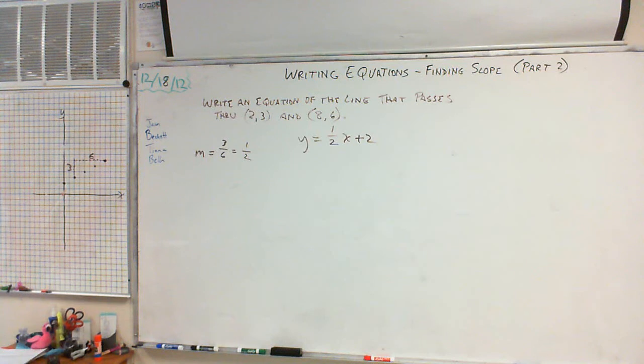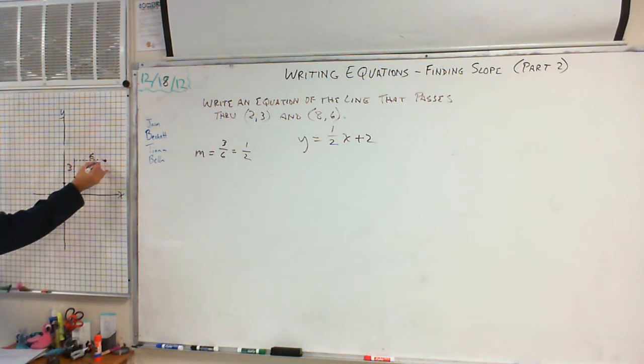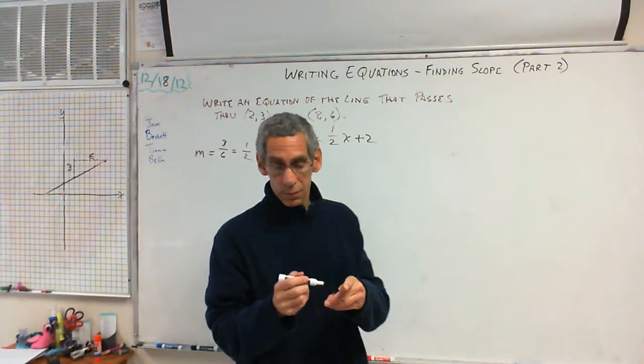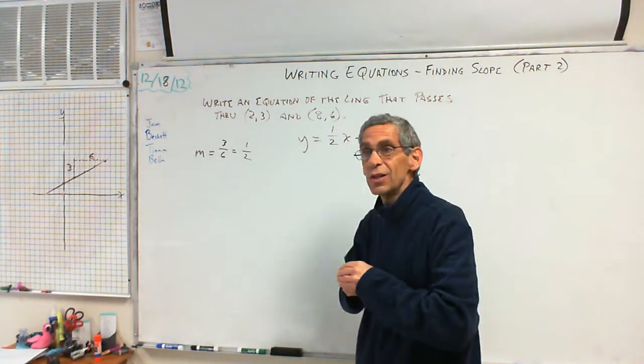Why do we know that it's plus 2? That's the y-intercept. Because look, we kept going with our down over up, 1 over 2, and look, it crosses the y-axis at 2. So that's our y-intercept. So let's try one more like this, and I'm going to show you a shortcut.